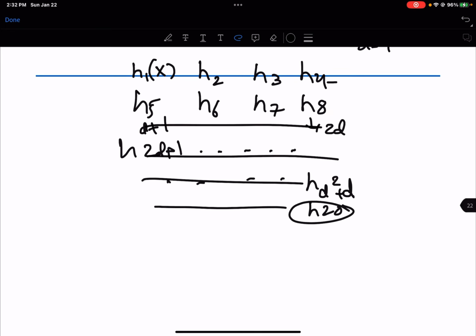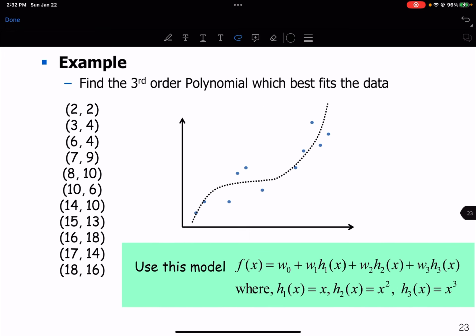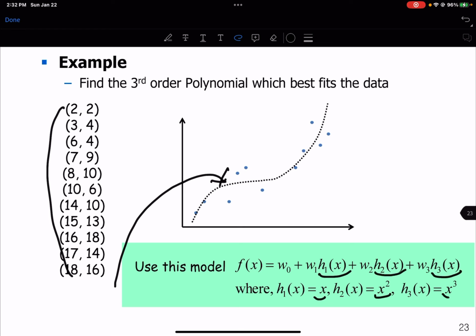This is the representation of polynomial regression, and the same data we have, we can see here the same example, but this is your polynomial representation where your h1 of x is x, h2 of x is x square, and h3 of x is x cube. Now you see that because it is third order polynomial and we have two curves, in this data it is not a linear form, rather it is a curved representation.